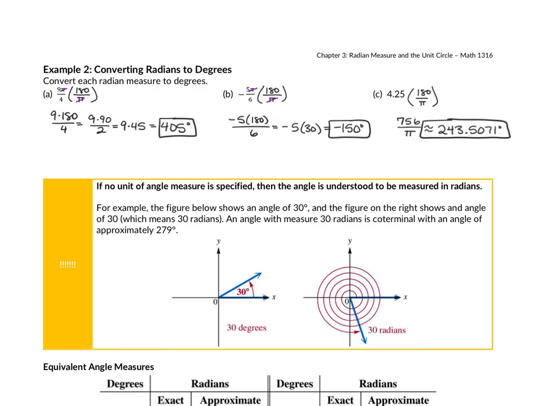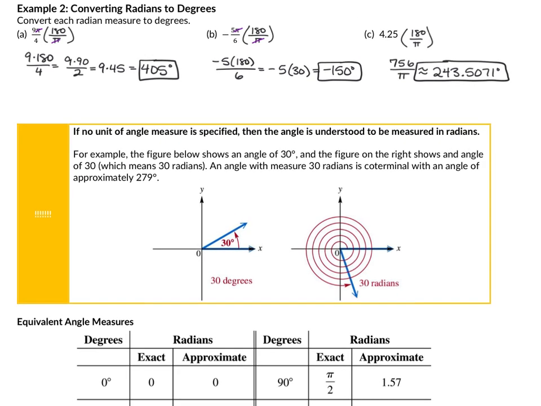Now this next little bit is super important. Again, it's just kind of what I said. It says, if no angle measure is indicated, no unit of angle measure, meaning you don't see the little symbol for degrees or it doesn't say it is in degrees, then the angle is understood to be measured in radians. This is actually the default mode for angles. No unit of measure means we are measuring in radians.